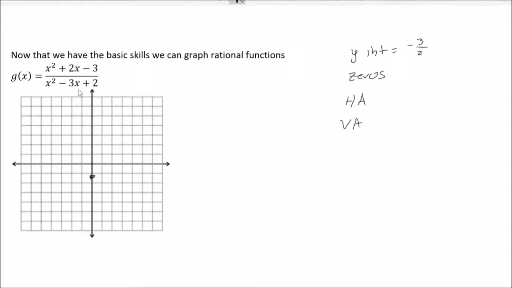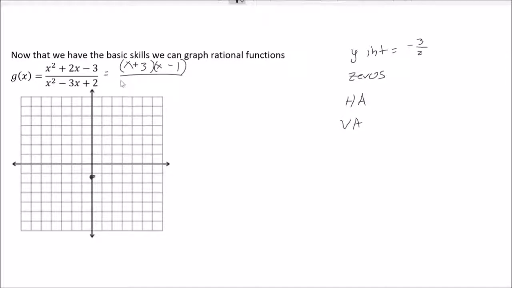It would be whatever makes the numerator 0. And remember, the vertical asymptotes are what make the denominator 0. The easiest way to do that on this one is we can factor it. So let's see. We're looking for numbers that multiply to be negative 3 and add to be 2. So let's try this. x plus 3 and x minus 1.